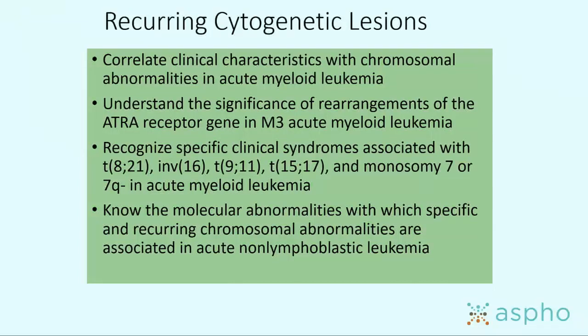All right, so in terms of recurrent cytogenetic lesions, there were 4 different items that they highlighted: correlating the clinical characteristics with the chromosomal abnormalities, understanding the significance of one specific chromosomal abnormality that I'll go into, which is the 15-17 translocation, recognizing specific clinical syndromes associated with specific lesions, and then knowing the molecular abnormalities with which specific and recurring chromosomal abnormalities are associated in AML. So 4 different points, all focusing on the same basic thing, tells you the test makers think that's important. So let's talk about that.